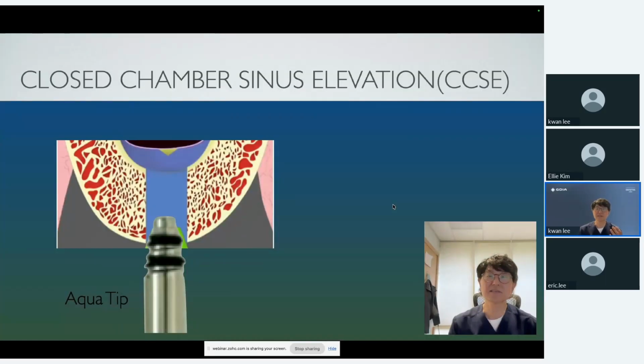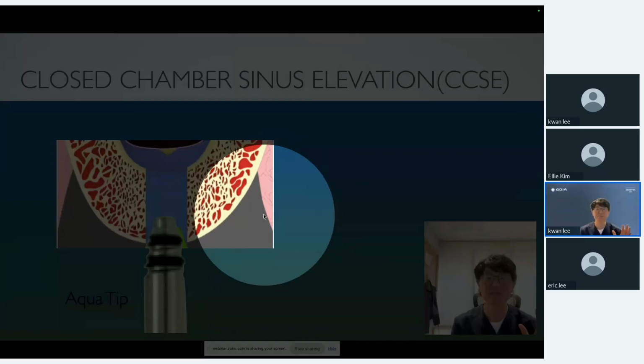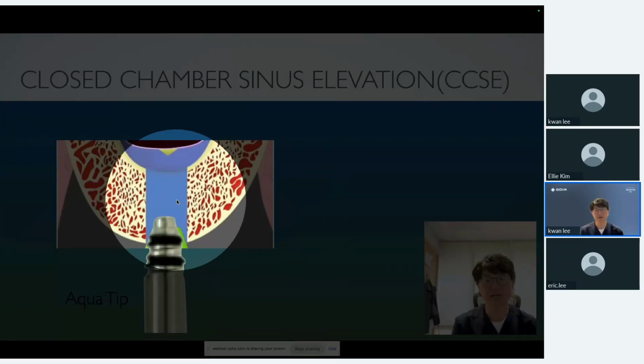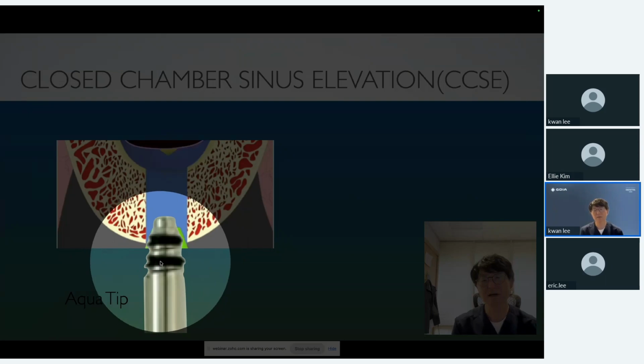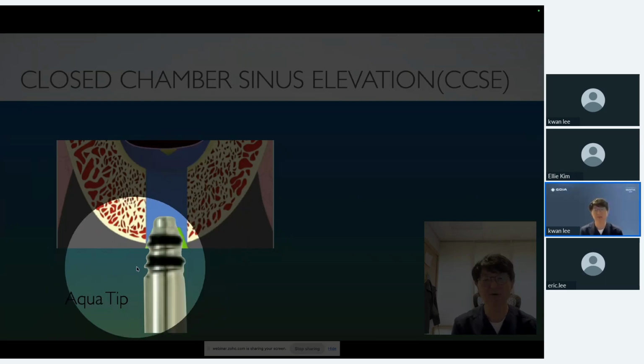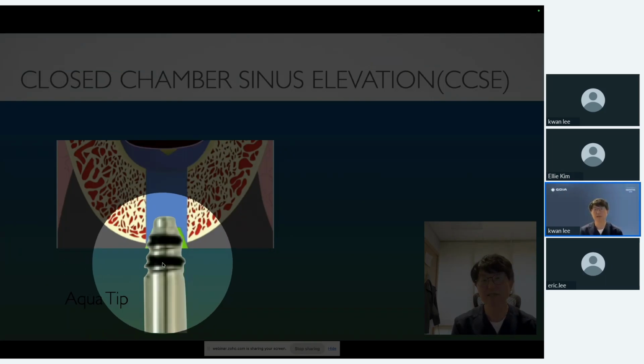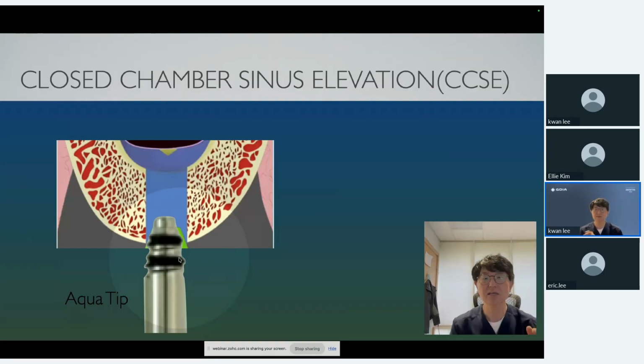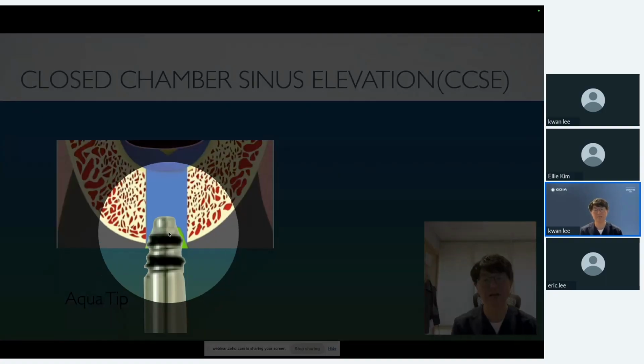So this is what I usually teach when people register for my courses. This is called closed chamber sinus elevation. Basically, the theory is very simple. You make the same osteotomy, but instead of pushing the instruments, you connect a proprietary tip called an aqua tip. This tip is cranked in, screwed in, and sealed inside the sinus, the osteotomy.